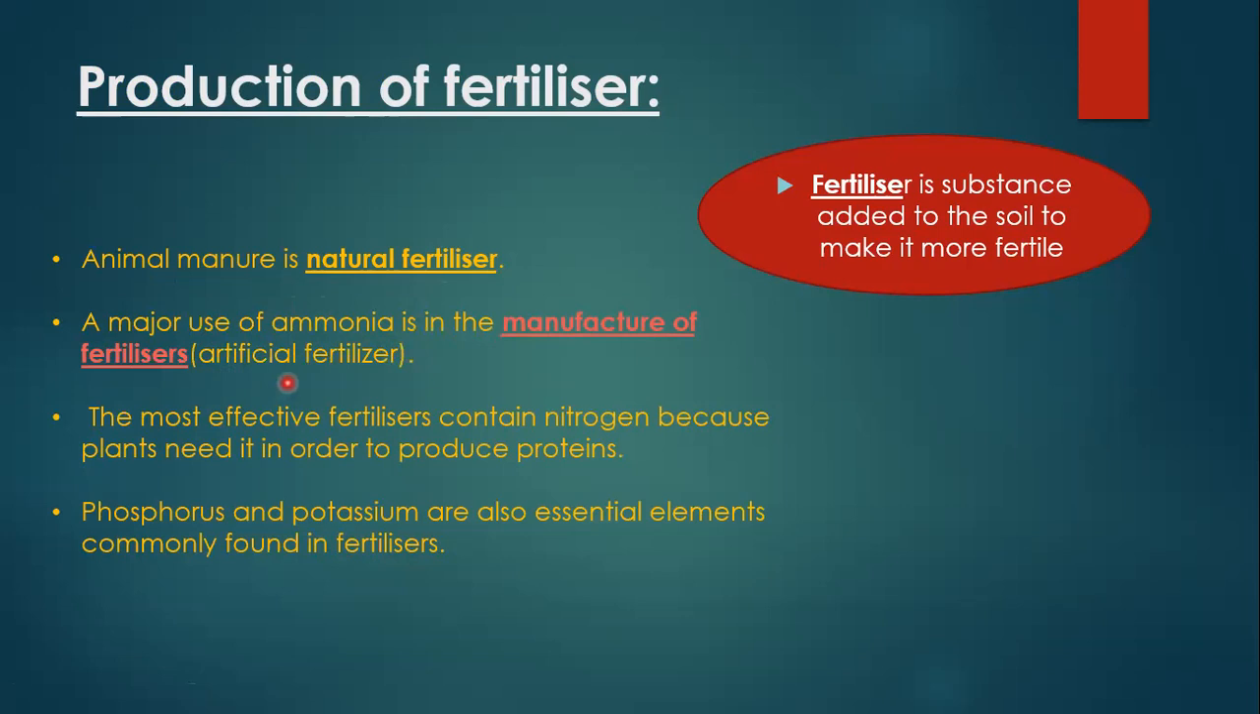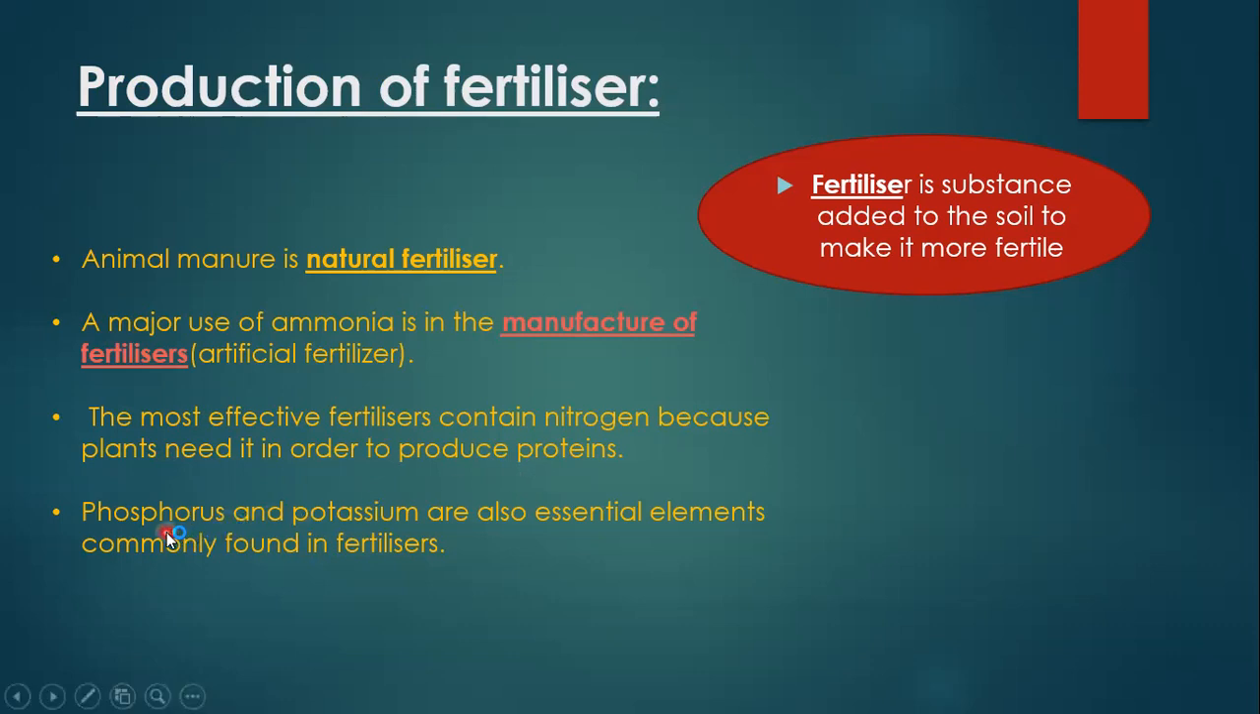and a major use of ammonia is in the manufacturing of fertilizers that are basically artificial fertilizers. So the major portion of ammonia is used in manufacturing of artificial fertilizers. And it is said that almost 75% of ammonia is used in making fertilizers. The most effective fertilizers of ammonia contain nitrogen, because the plants need it in order to produce protein. As you know, nitrogen is very necessary for the plants to make protein. So nitrogenous fertilizers are made by ammonia, and it is the most important or effective fertilizer.